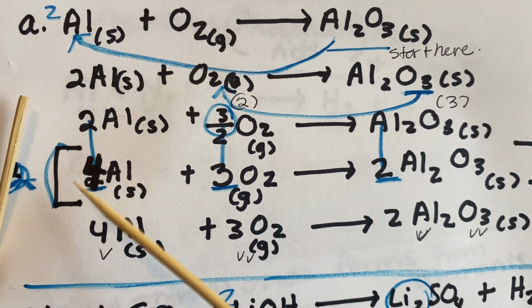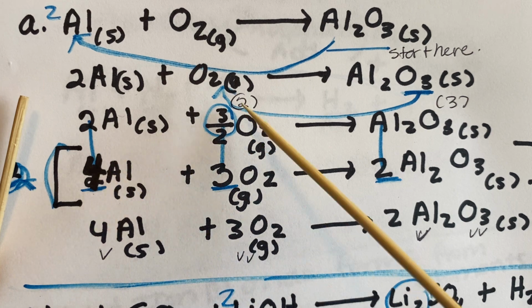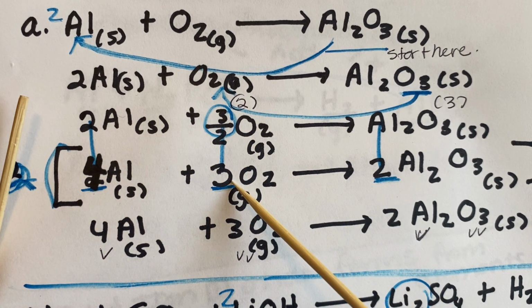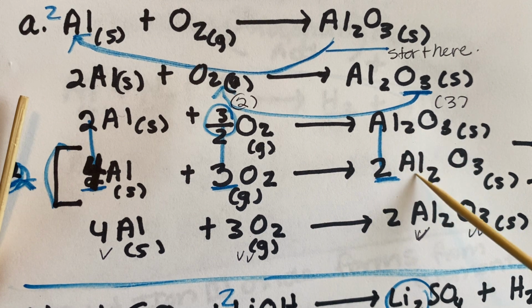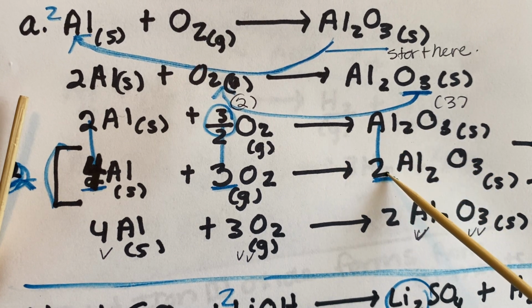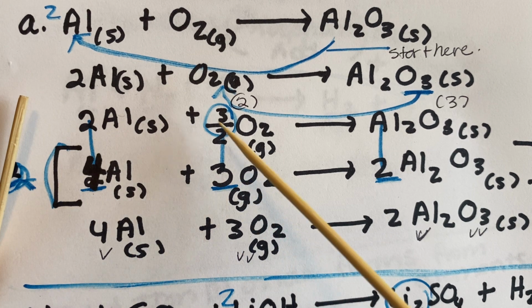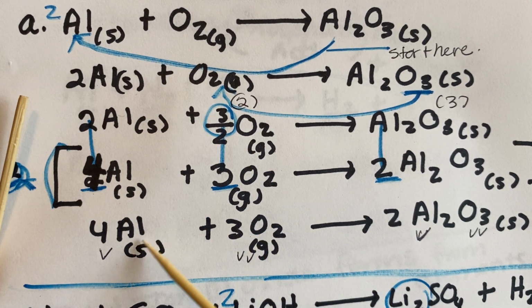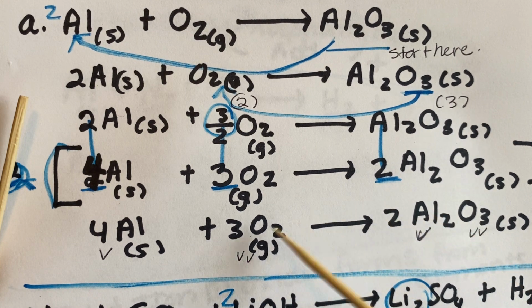So I multiply here, aluminum is 2, so I multiply this by 2 and I get 4. I multiply 3 halves and I get 3. And this is a whole molecule in itself, so I multiply this whole thing by 2. Now I have to see if it really balances out. We have 4 aluminums on this side, and 2 times 2 is 4 on the other side. That checks out. Now the oxygen on this side, I have 2 times 3 is 6.